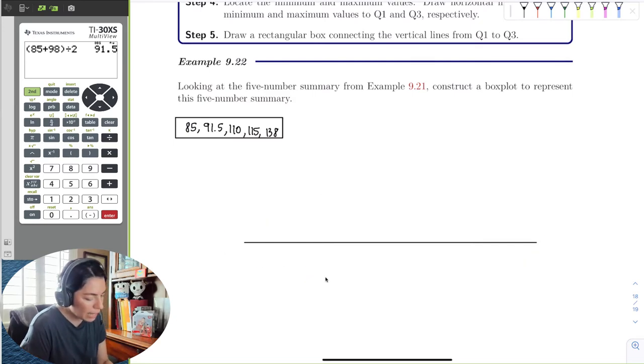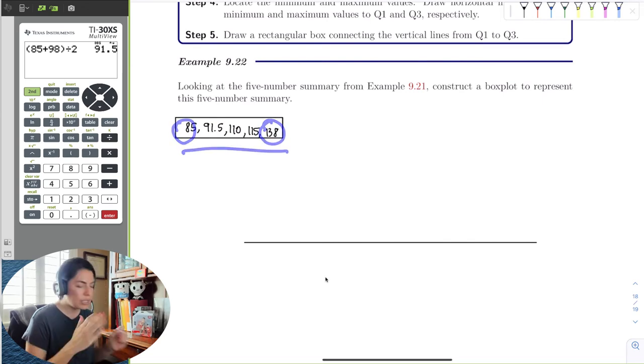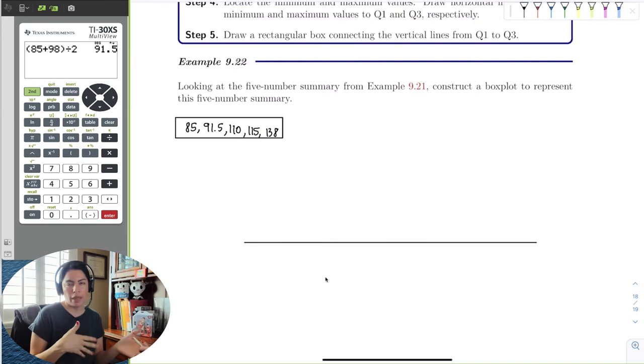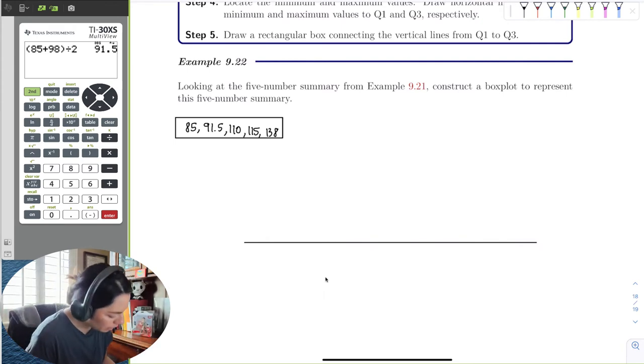Notice that my data is 85 to 138. So I need good tick marks. I can't mark them all, the five-number summary. I have to be consistent, right? So if I start at 80, I can go 90, 100, and just do that. In fact, let's do that. Let's start here at 80, and this we could put down here as the weight in pounds.